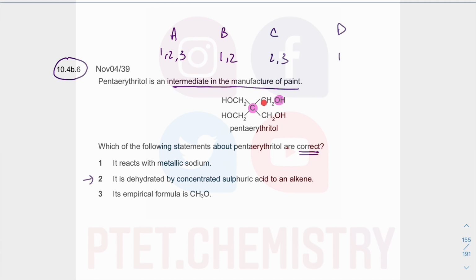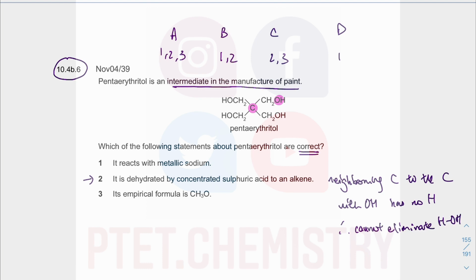So this OH is bonded to a carbon which is bonded to the next carbon with no hydrogen, no neighboring hydrogen. So for number 2, you will say the neighboring carbon to the carbon with OH has no hydrogen, therefore cannot eliminate. Therefore, you cannot eliminate H2O. If you cannot eliminate H2O, you cannot dehydrate. So that means 2 is incorrect. And if 2 is incorrect, by logic, only 1 is correct. Okay? So in the exam, you could have moved on once you satisfy yourself that 2 is incorrect.